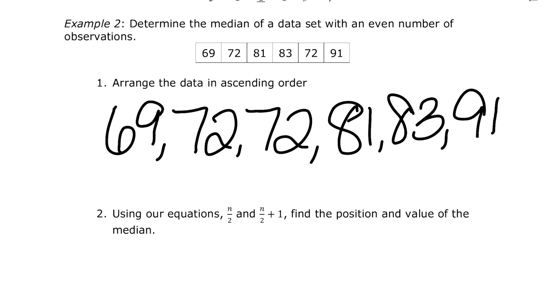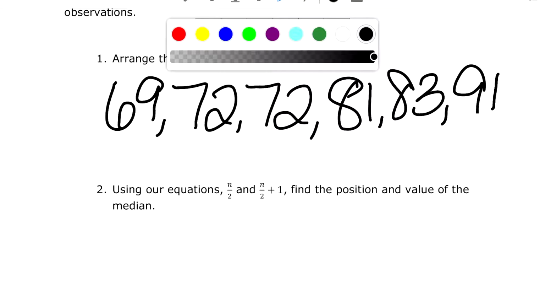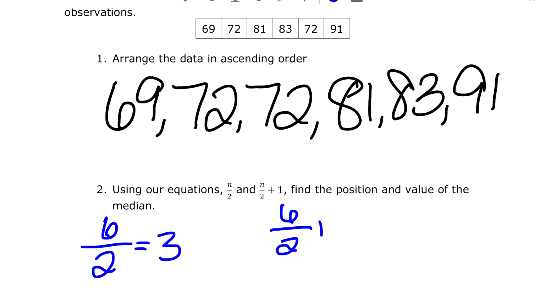Now I'm going to use the equations n over 2 and n over 2 plus 1 to find the position and value of the median. So to do this, I need to take n over 2, so n is 6, and divide that by 2, which is going to give me 3. And then 6 over 2 plus 1. So 6 over 2 is 3, plus 1 is 4.